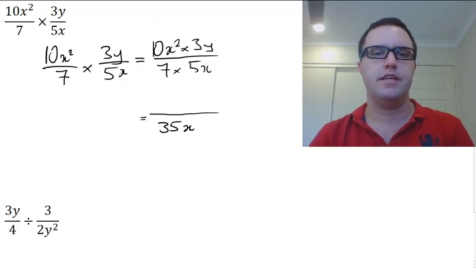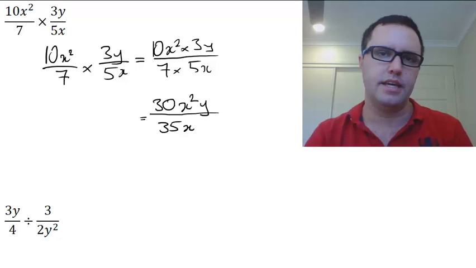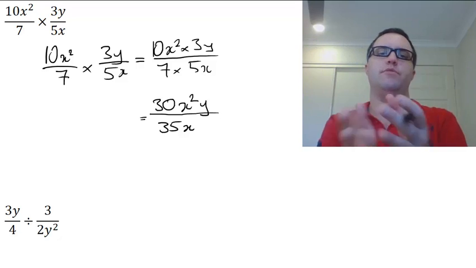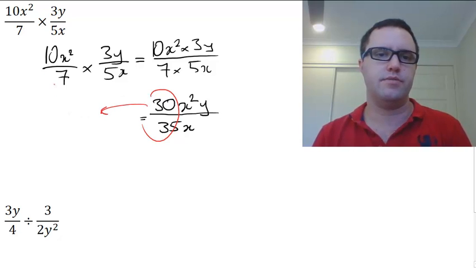On the top, 10 times 3 are our numbers, so that's 30. And x squared times y is x squared y. So we have 30x squared y over 35x. A couple of things can be done here. We now need to investigate our fraction and say, can we simplify this? Let's have a look at the numbers first. Essentially we're grabbing the numbers here. Can we do anything with these ones? Well, they're both divisible by 5, so this can change to 6 over 7.